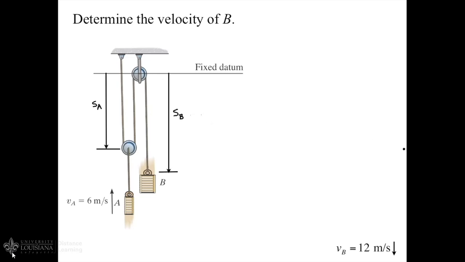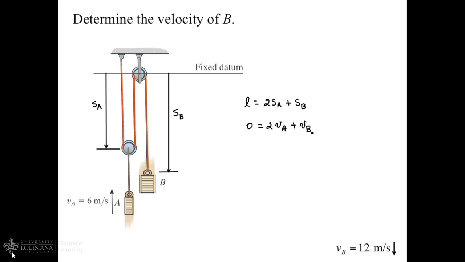Now we write the entire length of the vertical segments of the cable that's changing length. That would be all of this, wouldn't it? So we have L equaling 2 S sub A plus S sub B. Taking our time derivative, 0 is equal to 2 times V of A plus V of B.